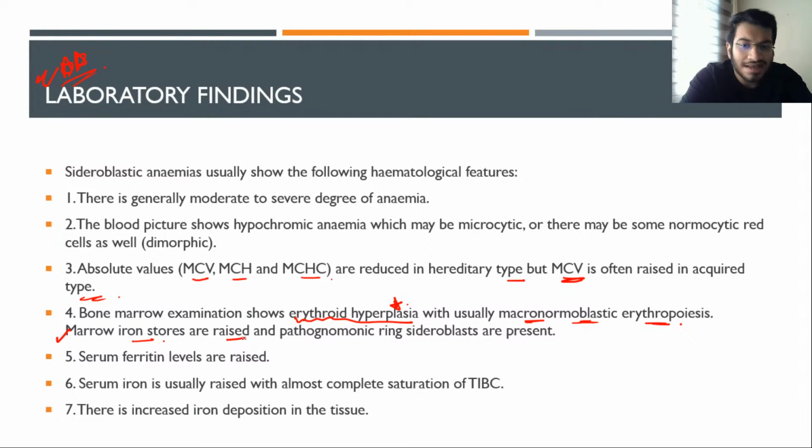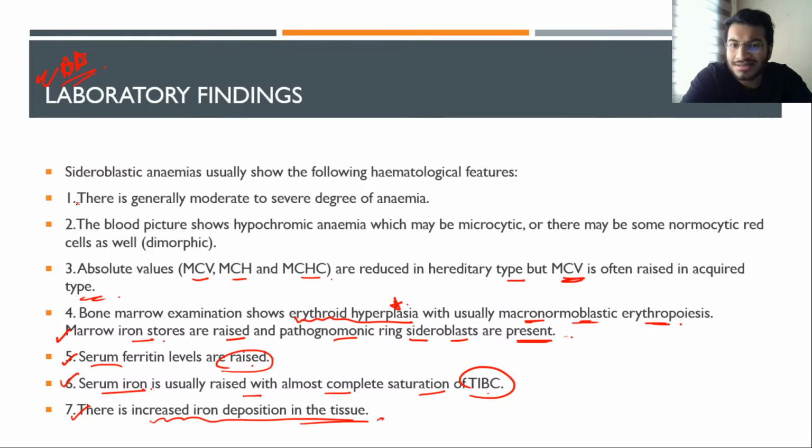Marrow iron stores are raised and pathognomonic ring sideroblasts are present. Then serum ferritin levels are raised. Serum iron is usually raised with almost complete saturation of TIBC, and there is increased iron deposition in the tissues.